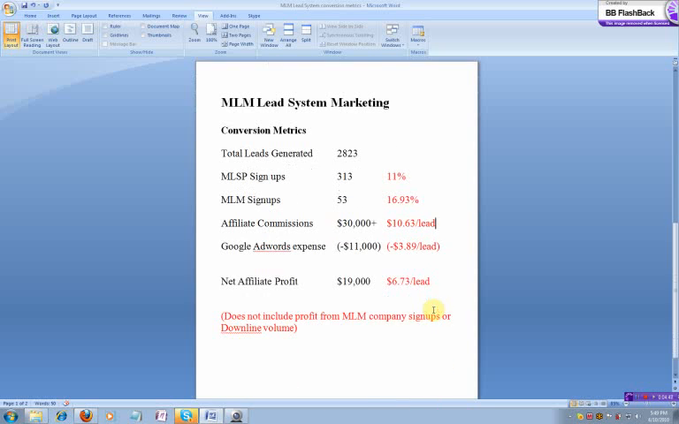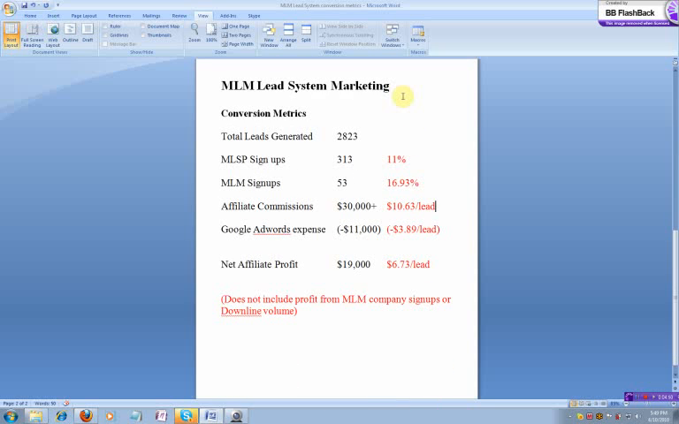Now, these are actual numbers that I pulled off my system from the last few months that I've been doing this marketing. And as you can see, the numbers are right here. Total leads generated: 2,823. The lead system signups, these are people that actually came in as marketing affiliates, not necessarily people that signed up in my MLM, but there were 313 people that actually signed up as marketing affiliates. Now that's 11% of the traffic that came into my lead funnel.